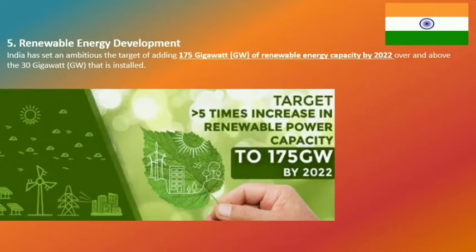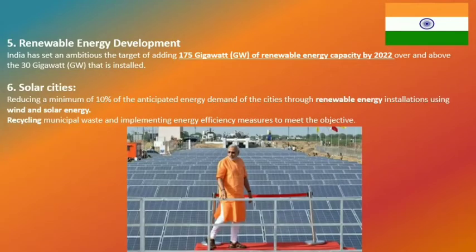So fifth, renewable energy development. India has set an ambitious target of adding 175 gigawatt of renewable energy capacity by 2022, over and above the 30 gigawatt that is installed. Sixth is solar cities, reducing a minimum of 10% of the anticipated energy demand of the city through renewable energy installation using wind and solar energy, recycling municipal waste, and implementing energy efficiency measures to meet the objective.